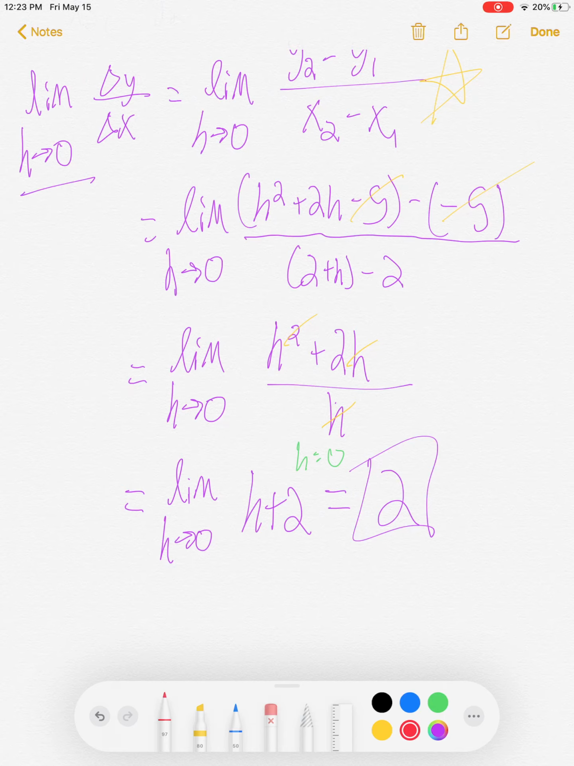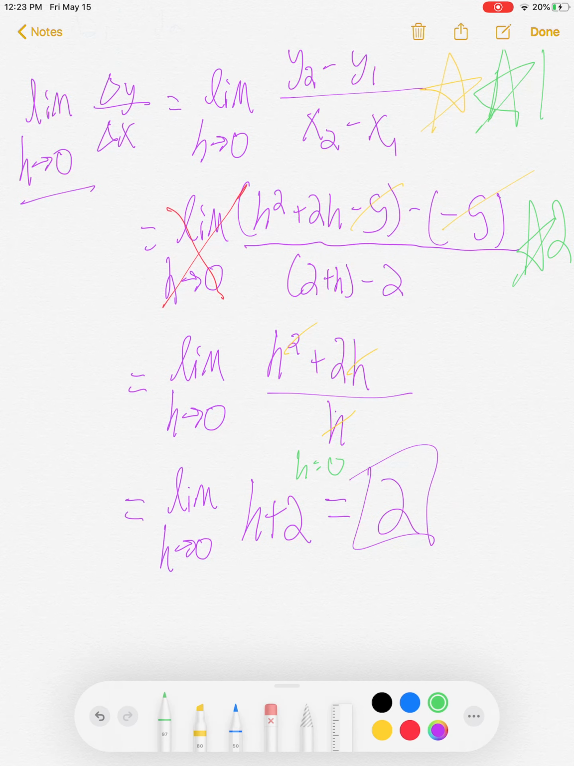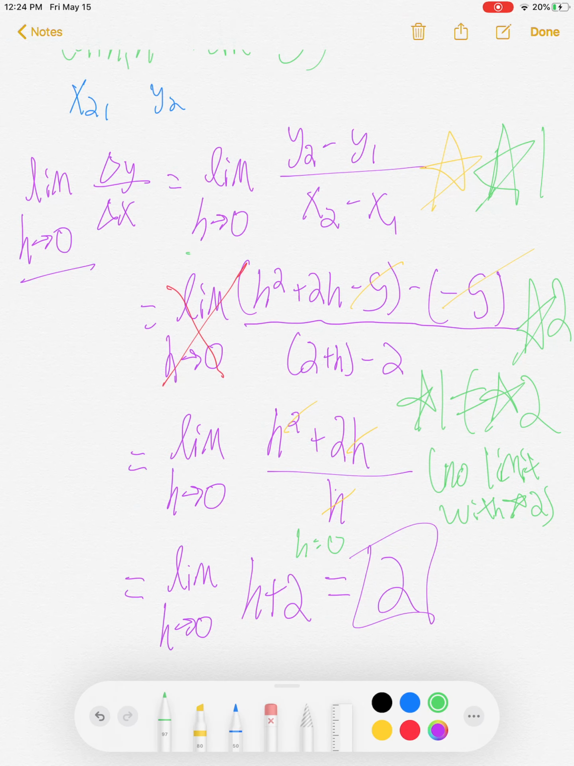If I were to not write the limit here and just say that this line here, the green star, is equal to the second line. So if I call this star 1 and star 2, star 1 is not equal to star 2 if I get rid of the limit. No limit with star 2. Okay, that's very important.